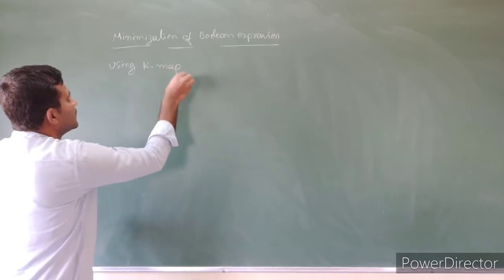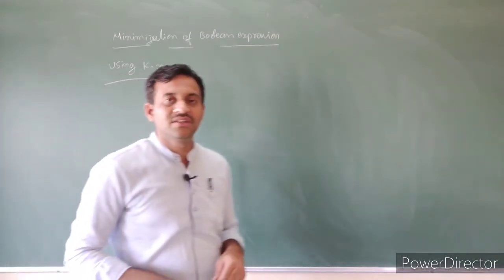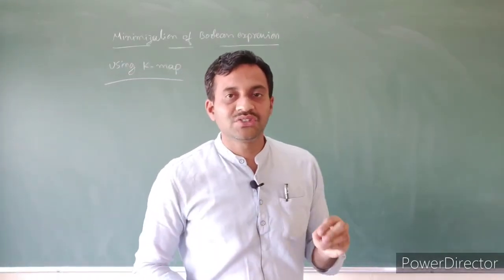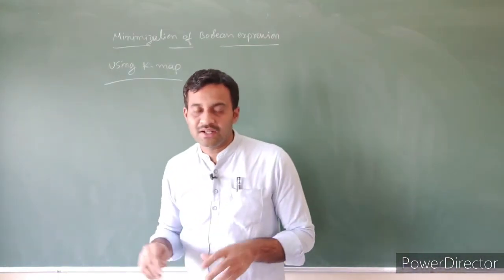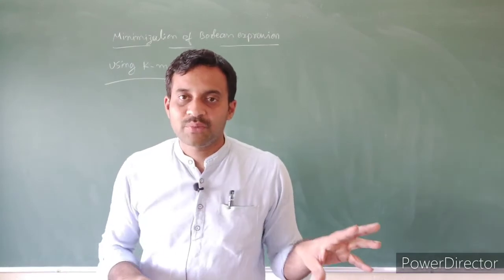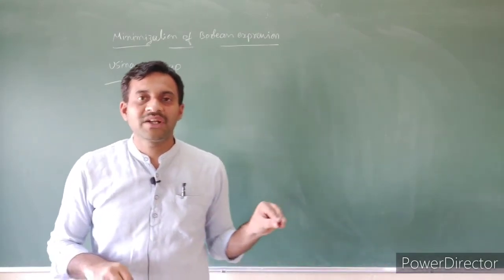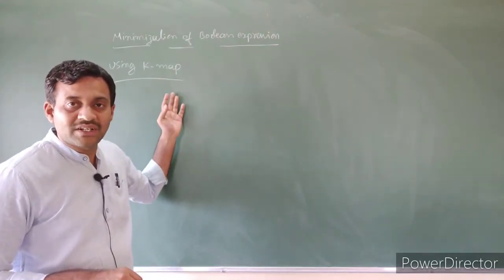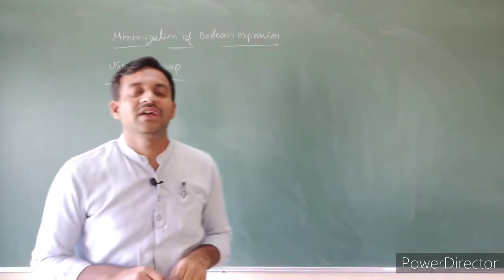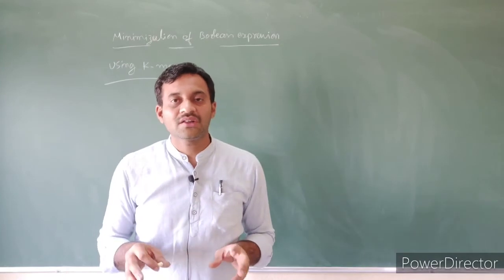The minimization of a Boolean expression can be done in two ways. First one is using the algebraical method, another one is using K-map. In the algebraical method, we use basic postulates of Boolean algebra and fundamental theorems. But another, simpler method is using K-map. Here K-map stands for Karnaugh map.